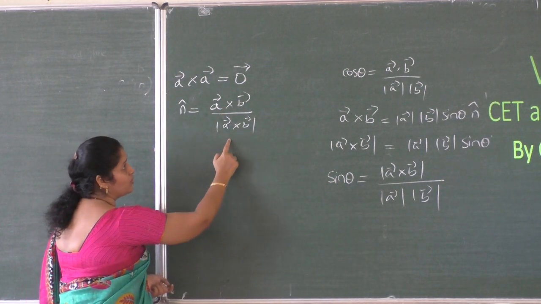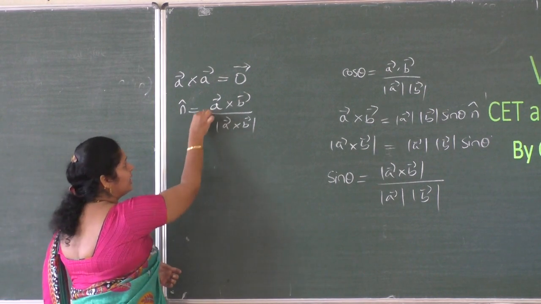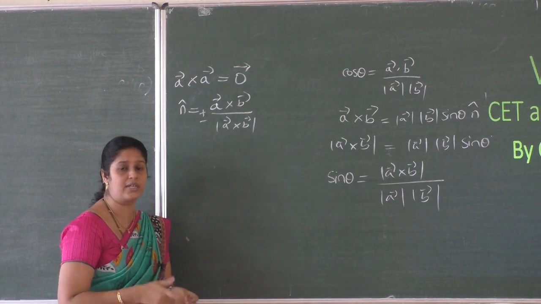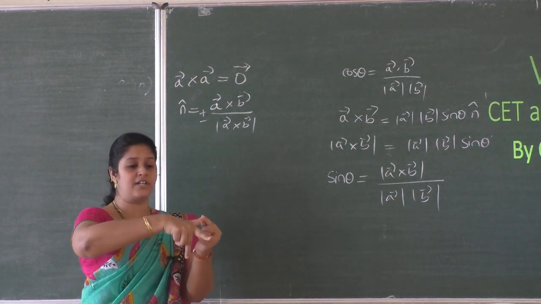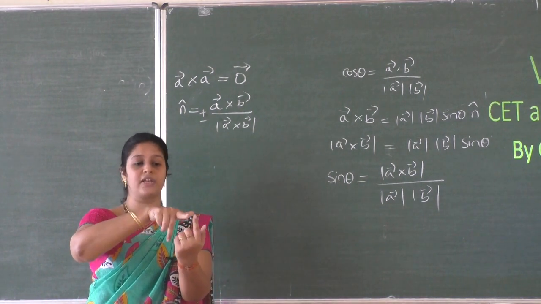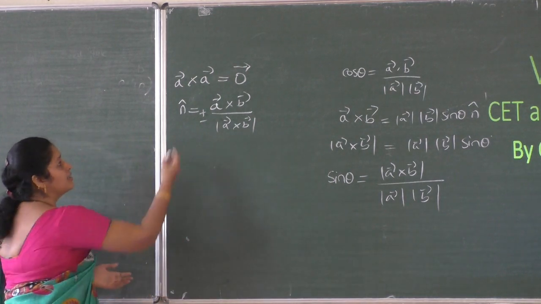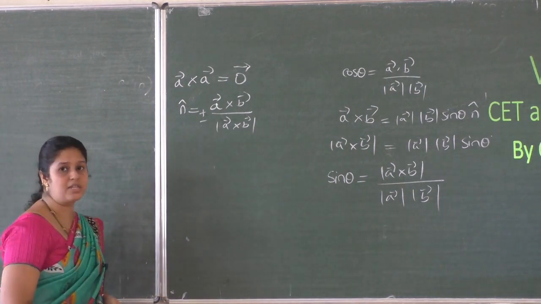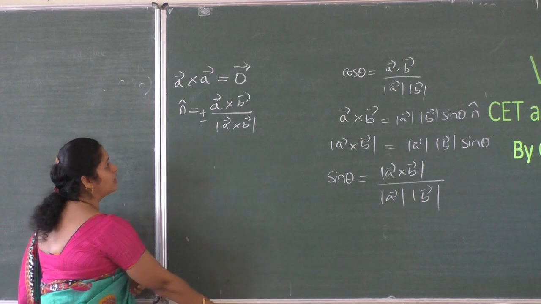So for vector A cross vector B divided by magnitude of vector A cross vector B, I can write plus or minus, because one vector is along this direction and another vector, if I take vector B cross vector A, and minus n cap will be the opposite direction. So in that case we can write minus. So plus or minus is a possibility for the unit vector.